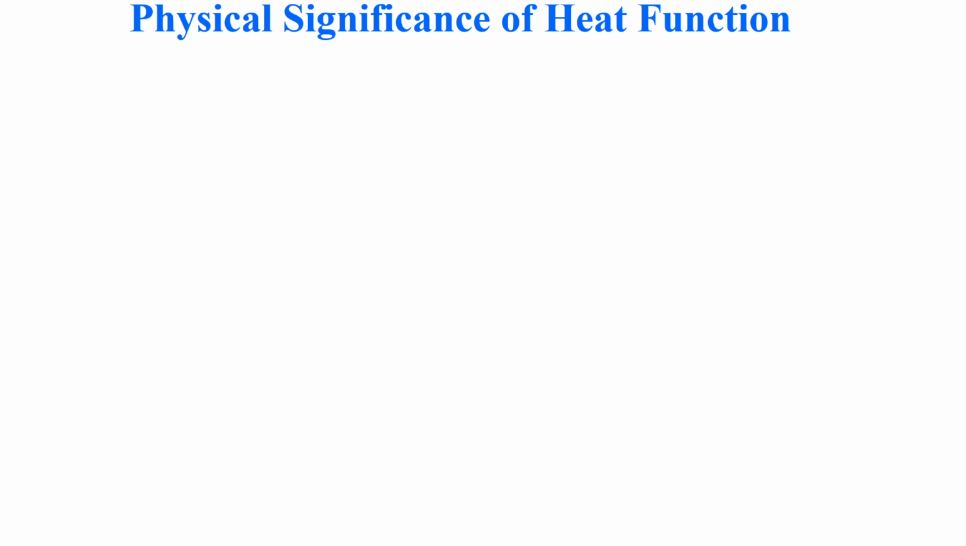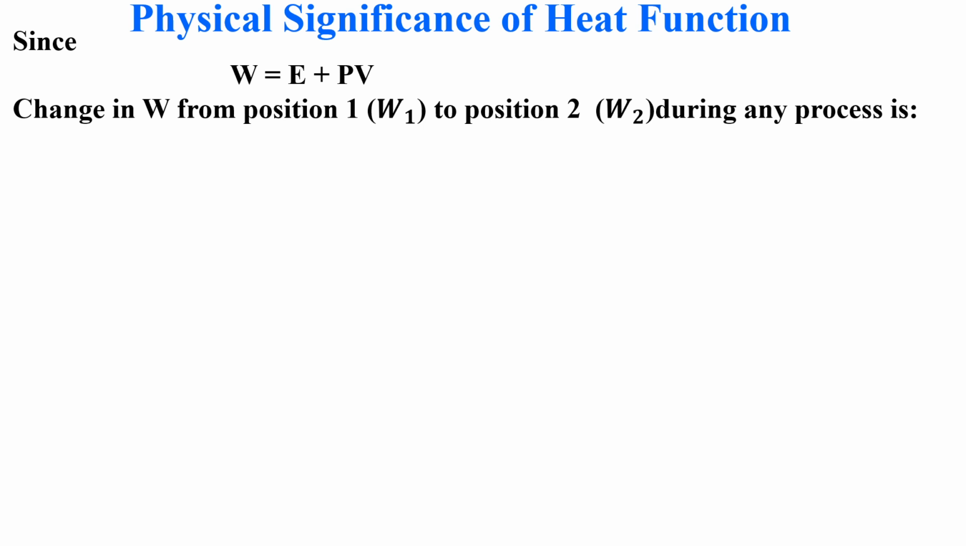Next is the physical significance of heat function. Since we know that W is equal to E plus PV, which is the mathematical definition of this heat function, now the change in heat function from position 1, let it be W1, to position 2, let it be W2, during any process, is represented by delta. So delta W is equal to W2 minus W1. Now by definition, W2 is equal to E2 plus P2 into V2, minus W1 is equal to E1 plus P1 into V1.